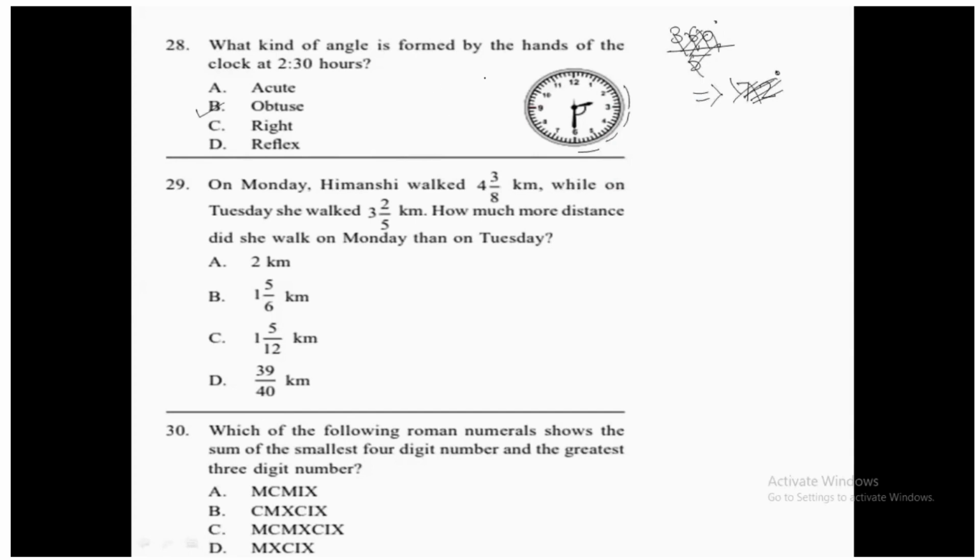Okay, what we can do here, we have to look at the shape of the clock. That clock is making an angle which is more than 90 degrees. So we can say that this is an obtuse angle. On the basis of that only, we can say the clock is forming an obtuse angle over here. So that will be our correct answer.